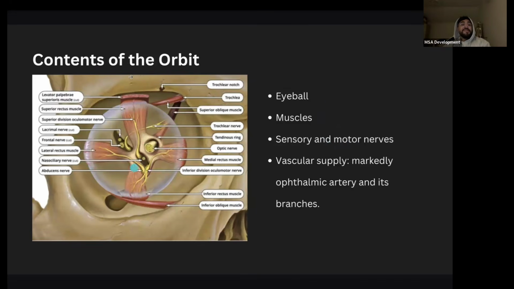So what sits in the orbit? See, all of this sits in the orbit, but you do not need to know this. What you need to write in that OSPE question: the eyeball, the muscles of the eye, sensory and motor nerves, and vascular supply to the eye, which is mainly the ophthalmic artery and its branches. All the branches sit within the orbit.